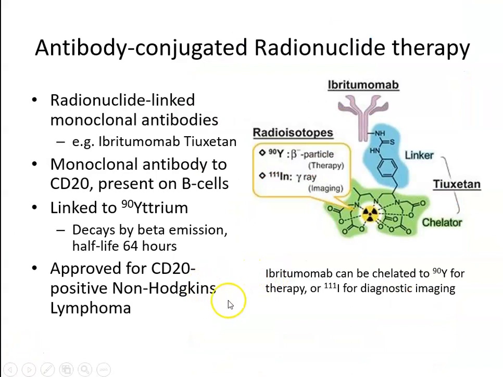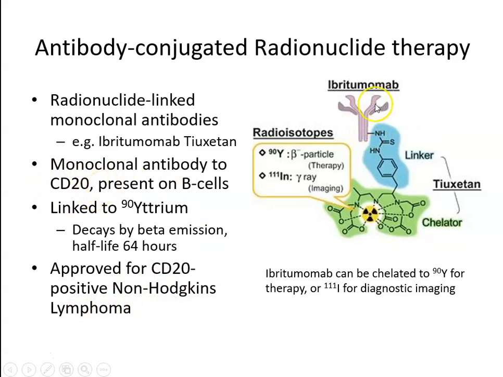Now we can also tag radium and other radioactive elements to antibodies. So in this case we've got an antibody to a B cell marker, CD20. B cells are a type of lymphocytes, and some B cells go on and produce antibodies themselves. That's myeloma. In this case we're looking at B cells from non-Hodgkin's lymphoma. Those B cells are all CD20 positive.